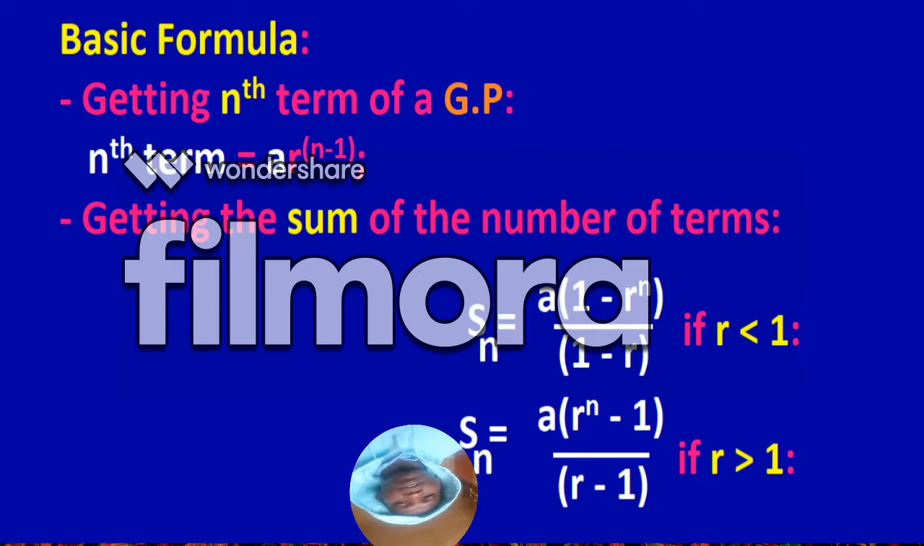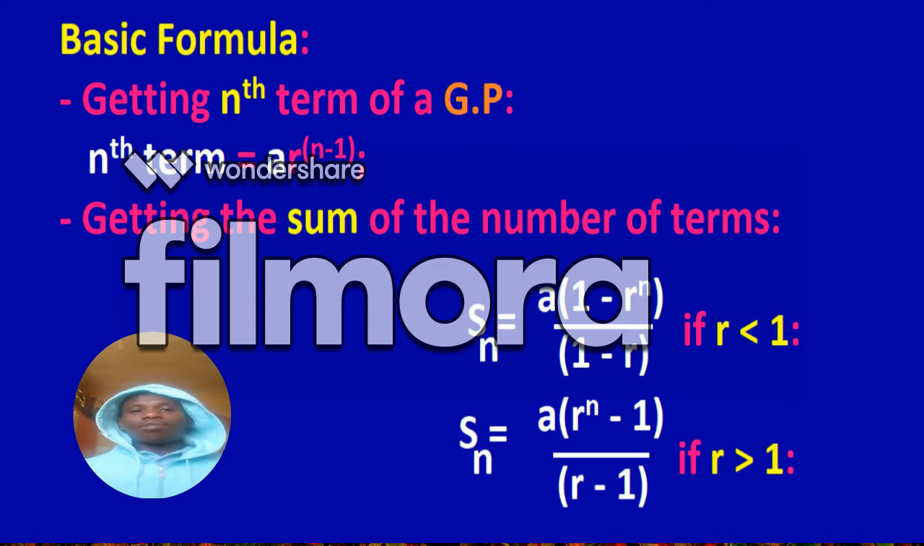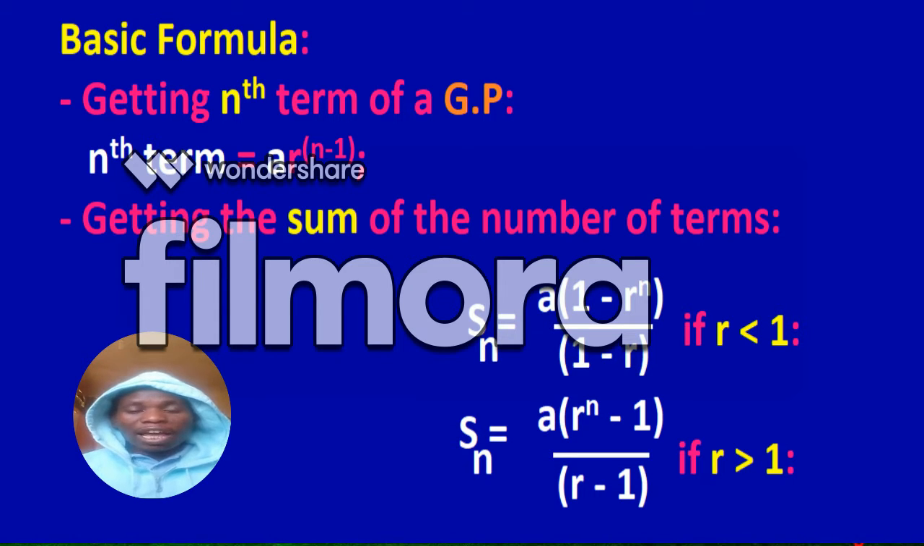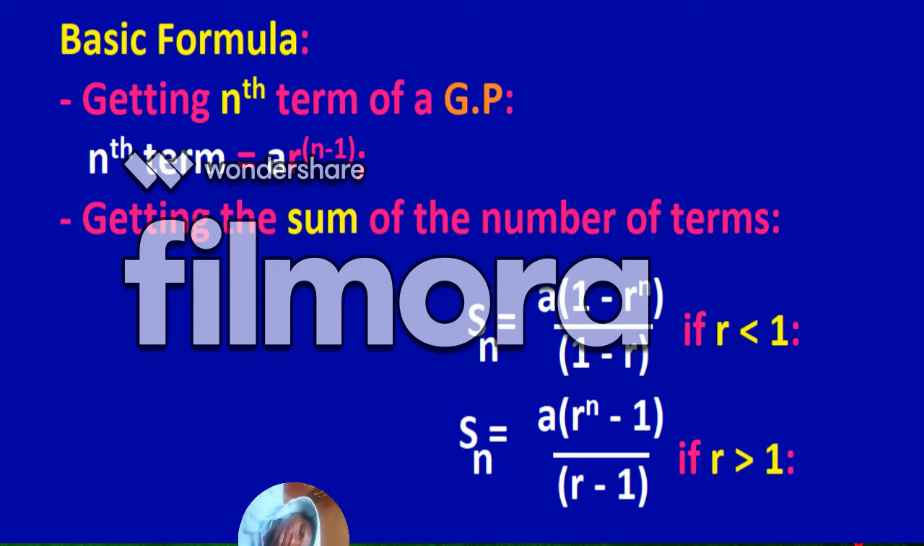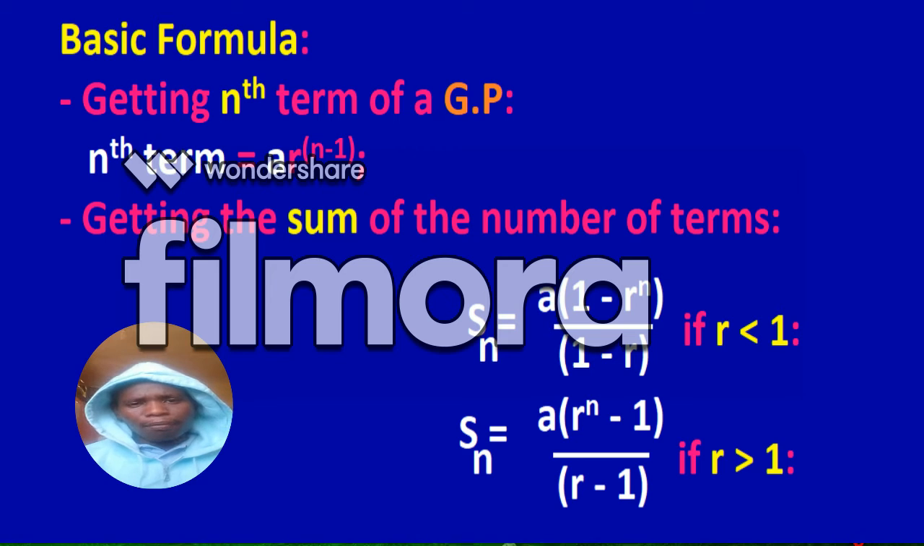There is a formula for calculating the nth term of a geometrical progression, and the formula is given as nth term equals A times R raised to power n minus 1, where n is the number of terms, R is the common ratio, and A is the first term.